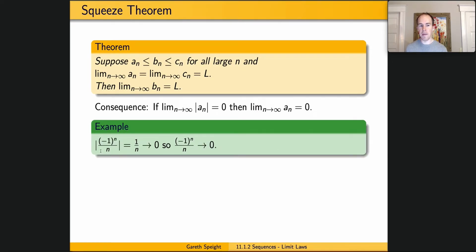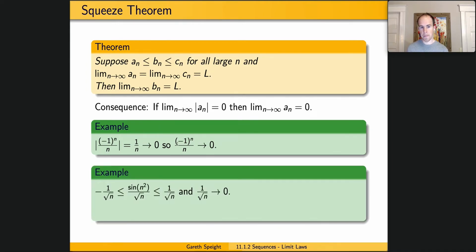For instance, the absolute value of (−1)ⁿ over n would be 1 over n. 1 over n goes to 0, so that tells us that (−1)ⁿ divided by n goes to 0. This is the sequence minus 1, plus a half, minus a third, plus a quarter, and so on.